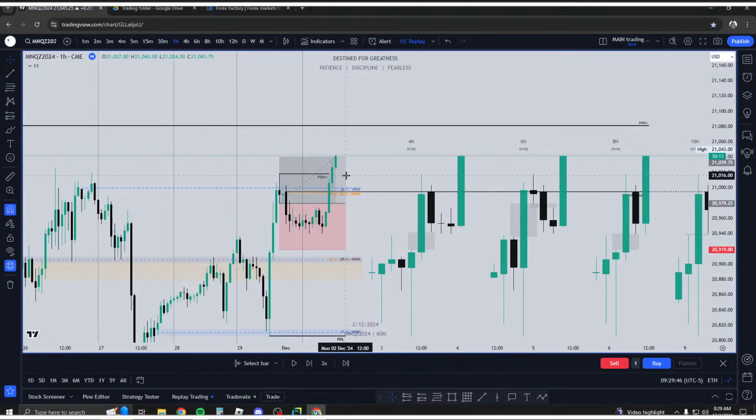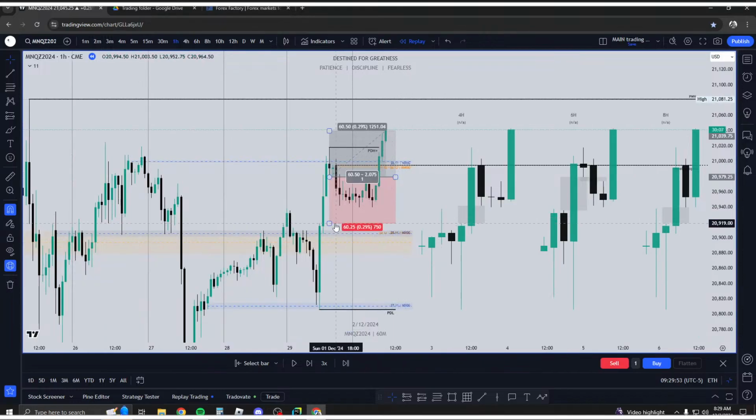So after we take out previous day high, I'm gonna move my stops to break even. And notice where my stop loss is here. My stop loss, I placed it at the 4 hour fair value gap's, basically the low end of it, because I'm not really anticipating a complete rebalance of the 4 hour fair value gap.